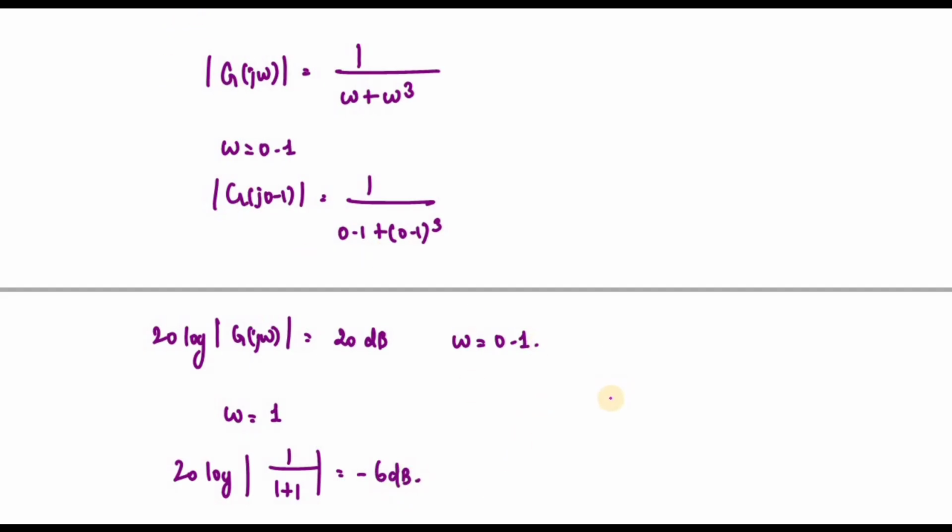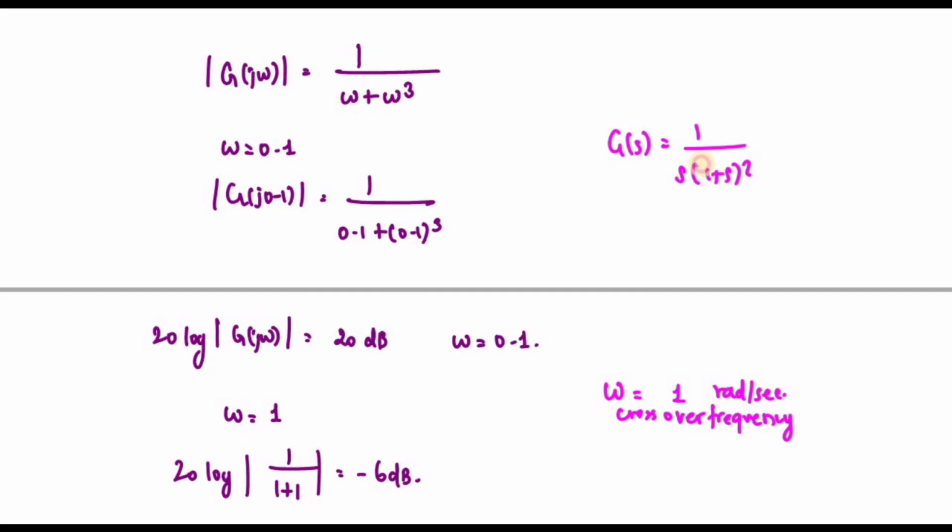Here the omega is nothing but your crossover frequency, that is 1 radian per second. So this is my question, right? G(s) = 1 divided by s into (1 + s) the whole square. So here you can see this is my crossover frequency, 1 radian per second.